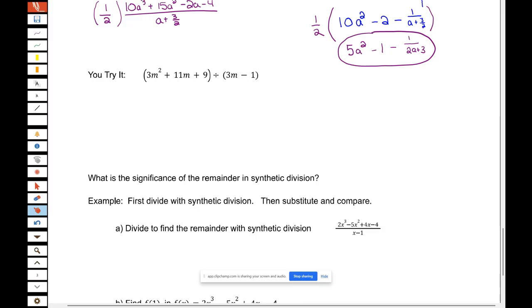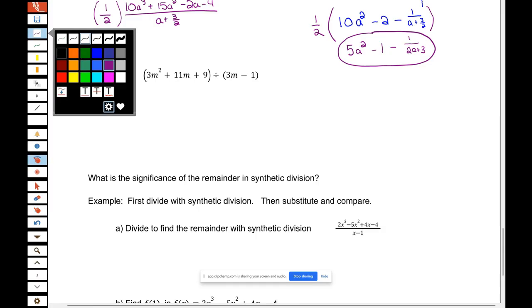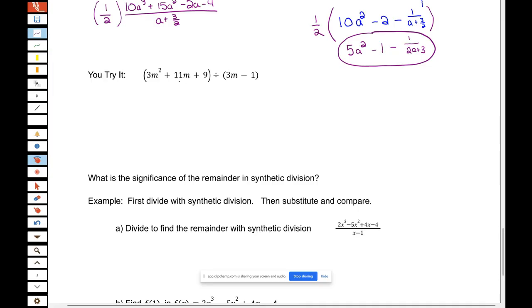Okay, I'm going to do that one now. Let's switch to a different color. All right, so I'm going to divide both of these by 3. And that means I'm going to have 1/3 times m minus 1/3. That would bring me back to 3m minus 1.